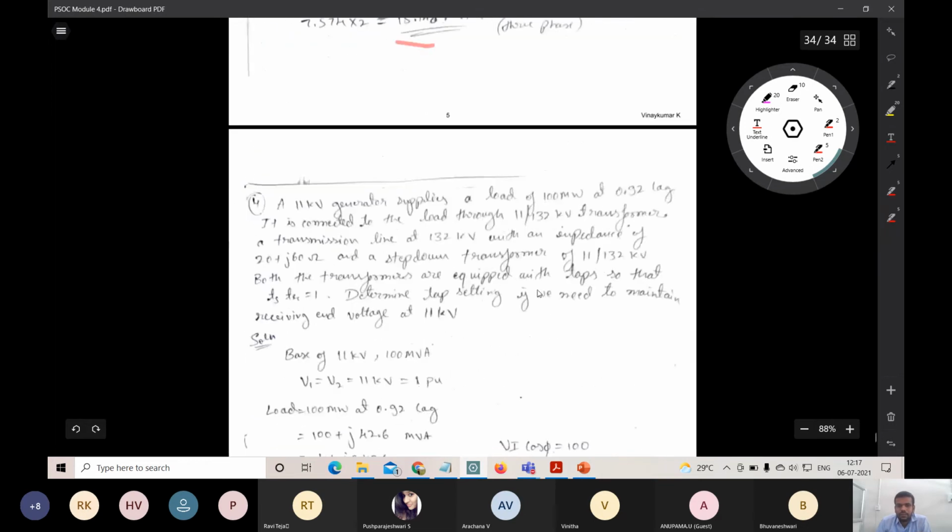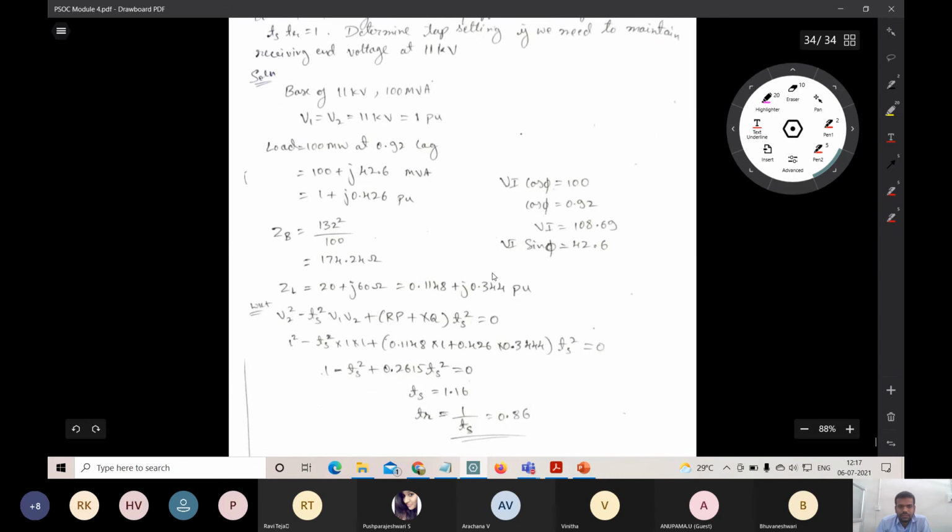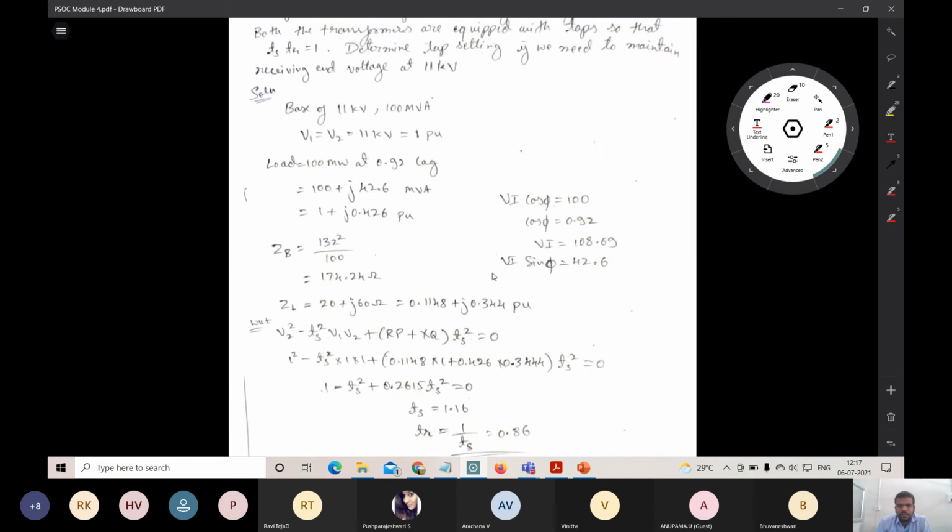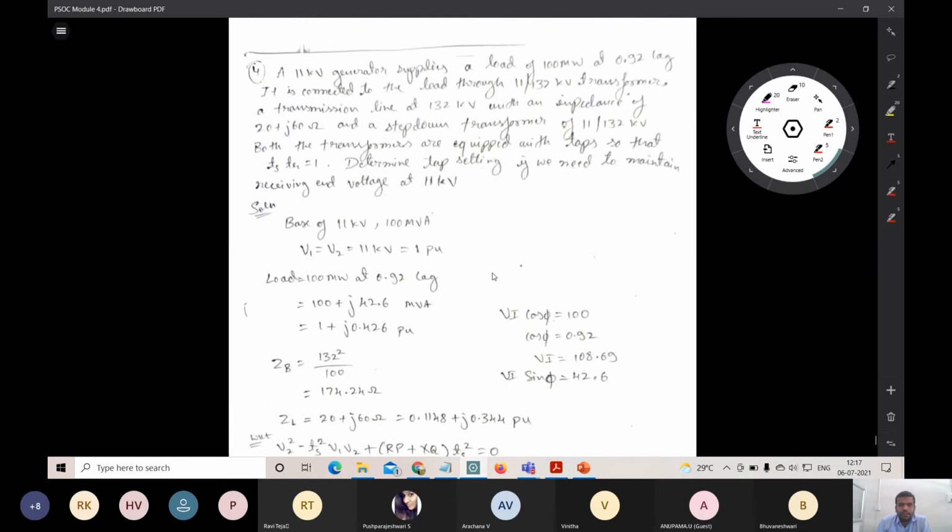Okay, so similarly, one more same problem. This is one more type: finding tap ratios. An 11 kV generator supplies a load of 100 megawatt at 0.92 lag.